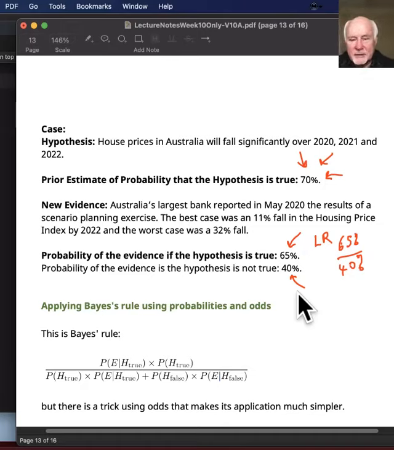Okay. I know this is confusing. With the likelihood ratio here, you're talking about the probability of two different things. One is, if in the real world house prices are actually going to fall, how probable is it that the bank would have come up with a report that says they're going to fall? And then the second one is, if in fact house prices are not going to fall, they're going to go up, what's the probability that the bank would come up with a report that says they're going to fall? So one way to think about this is that you don't have a very strong belief in the bank's forecasting ability.